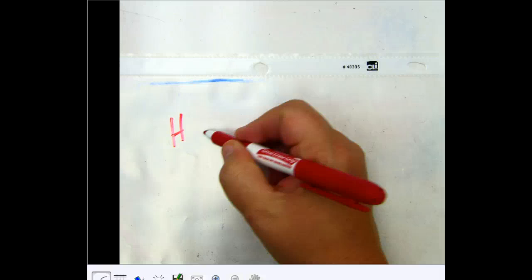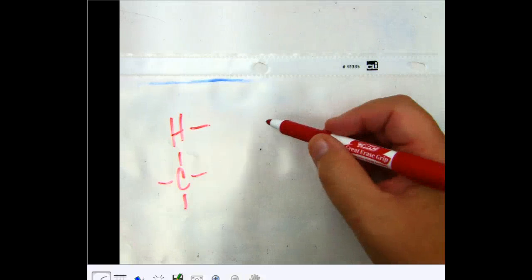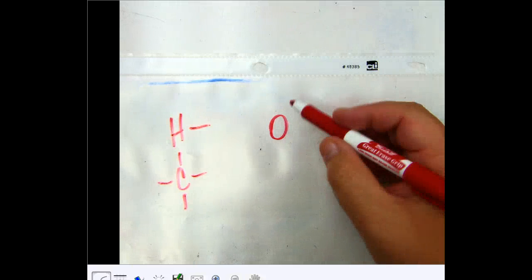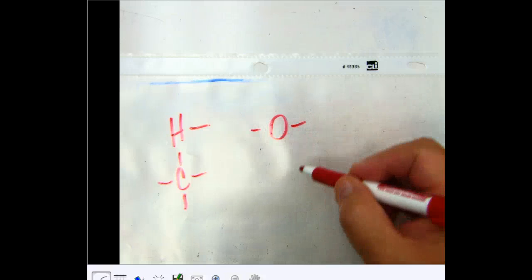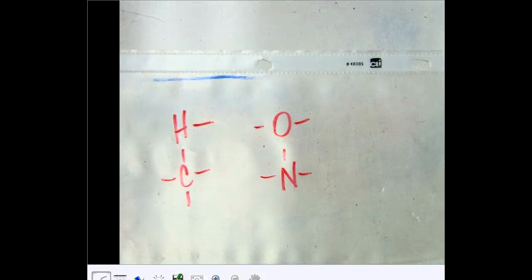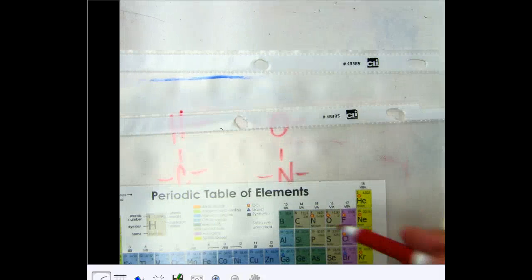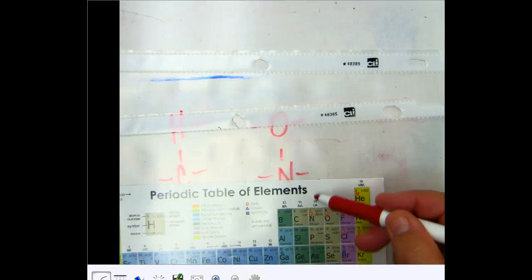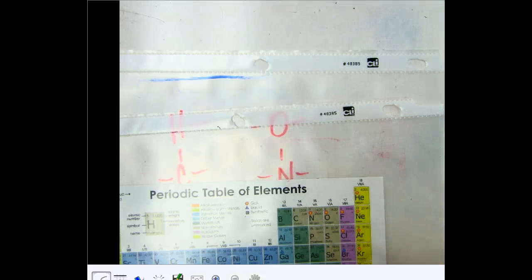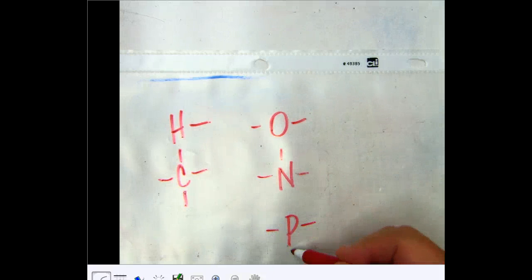Okay, so using our periodic table, hydrogen can make 1 bond. Okay, carbon can make 4 bonds. Oxygen can make 2 bonds, and nitrogen can make 3 bonds. Okay, phosphorus, which we will be looking at not so closely, is actually right under nitrogen. So this whole column has similar characteristics, so phosphorus can make the same number of bonds as nitrogen, which is 3 bonds. Okay?